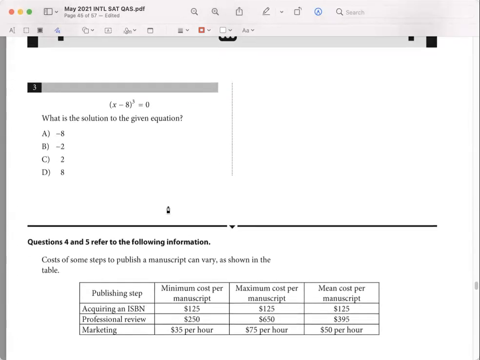Question 3. What is the solution to the given equation? x minus 8 whole cube is 0. So if x minus 8 whole cube is 0, x can be 8, and this is a triple root because it's a cube. So 8 is the answer. Option D.